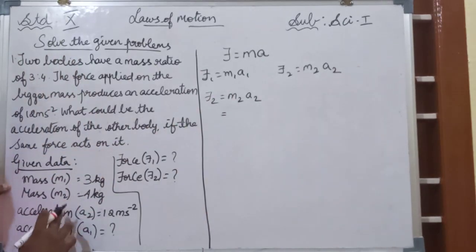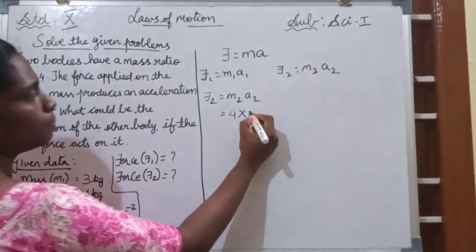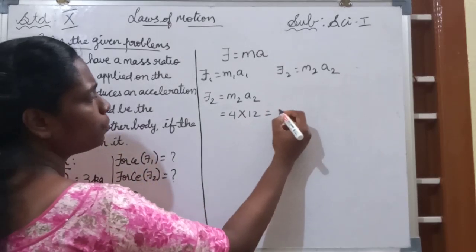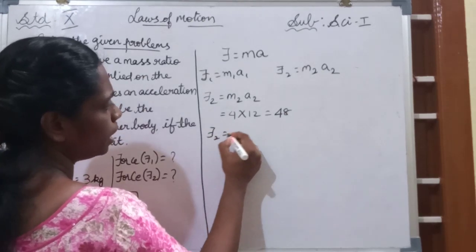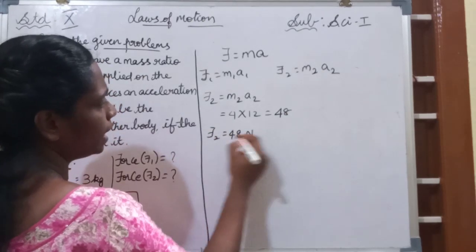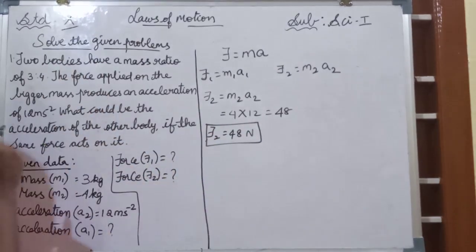So what is my M2 value? 4. And A2 is 12. So 4 twelves are 48. F2 is equal to 48 N. N is nothing but the unit for force.